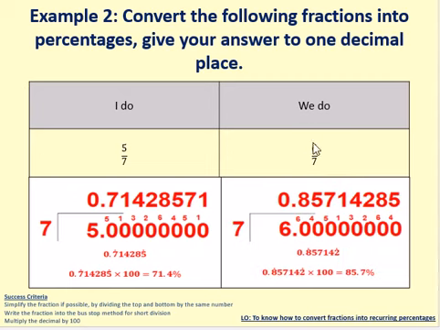Okay, so for the WeDo, 6 divided by 7. So 6 goes under the bus stop with the zeros after it, 7 goes to the left, we work our way through, we get 0.8571425, and again 85, we know it's going to start repeating, so we write our number 0.857142, and the 8 and the 5 and the 2 have recurring dots above them. Times it by 100 to turn it into a percentage, it becomes 85.7% to one decimal place.